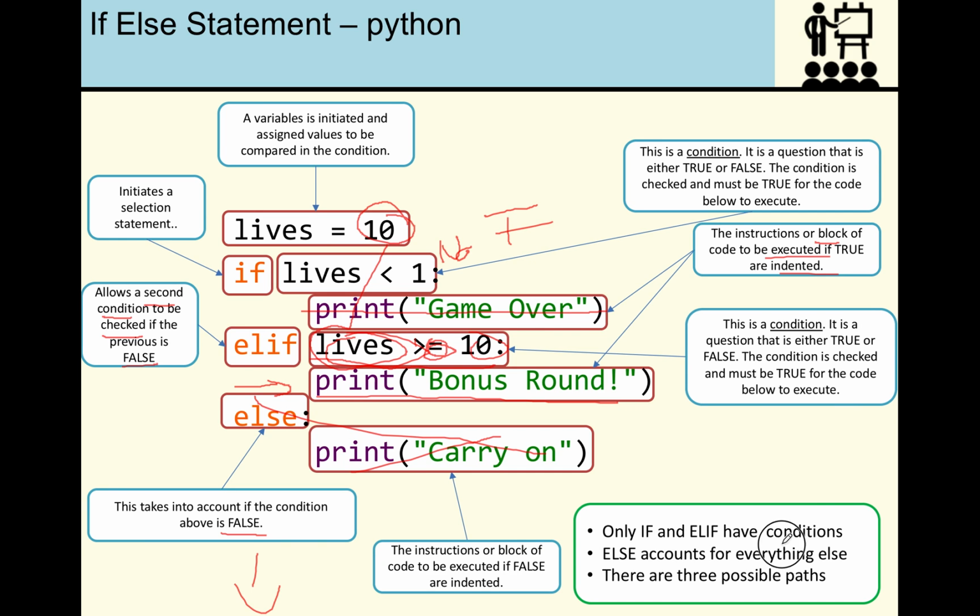Only if and ELIF have conditions. So take a look here. If has a condition, ELIF has a condition. Else accounts for everything else. So if lives was 9, then this would be false, this would be false, and I would print carry on. And notice how there are 3 possible paths now. We have 2 conditions, but 3 paths. I can check this condition. If that's false, I check this condition. If that's false, I do everything else.